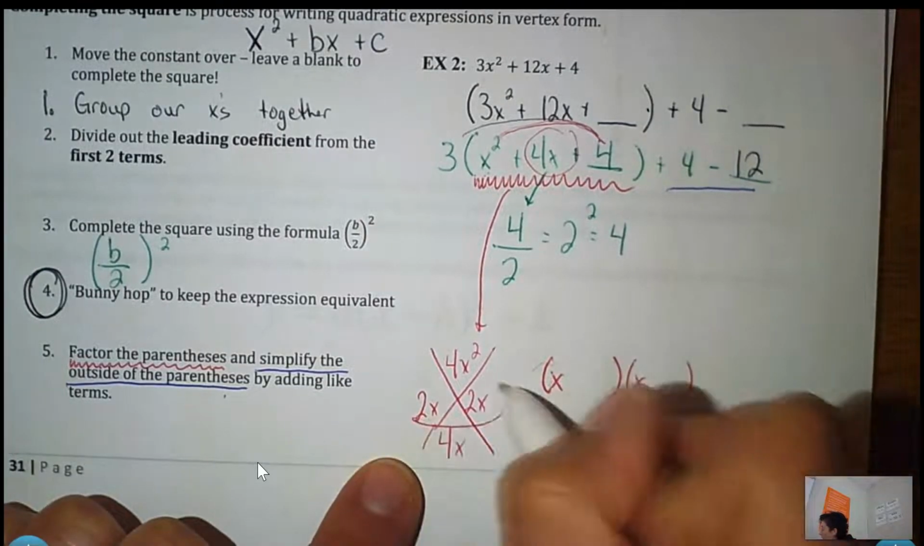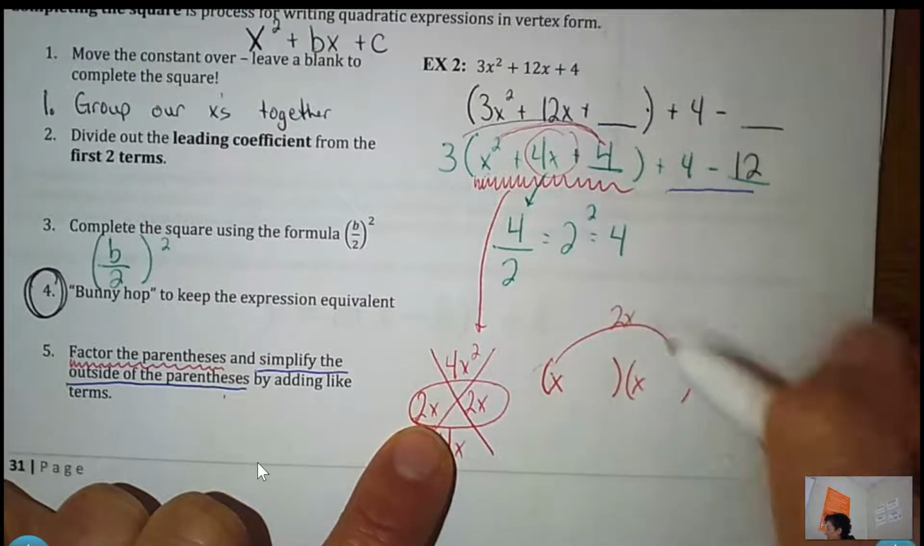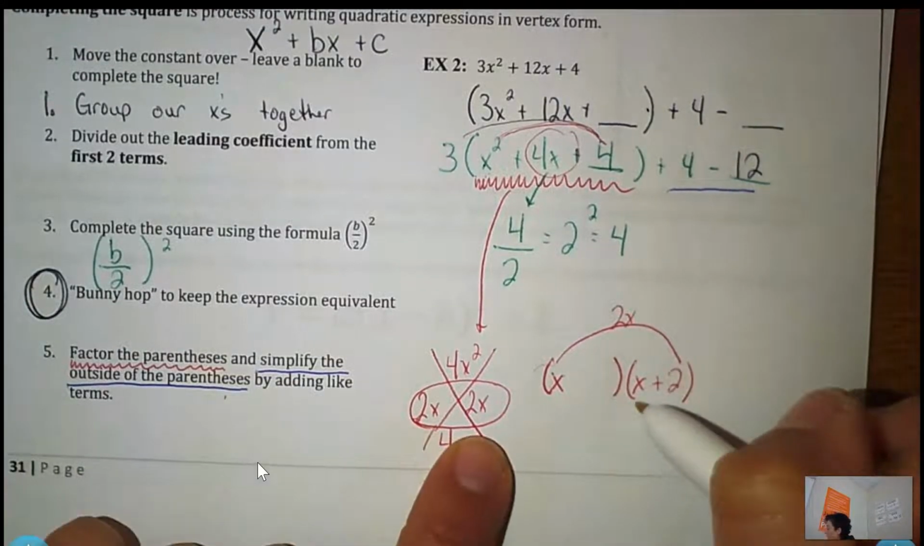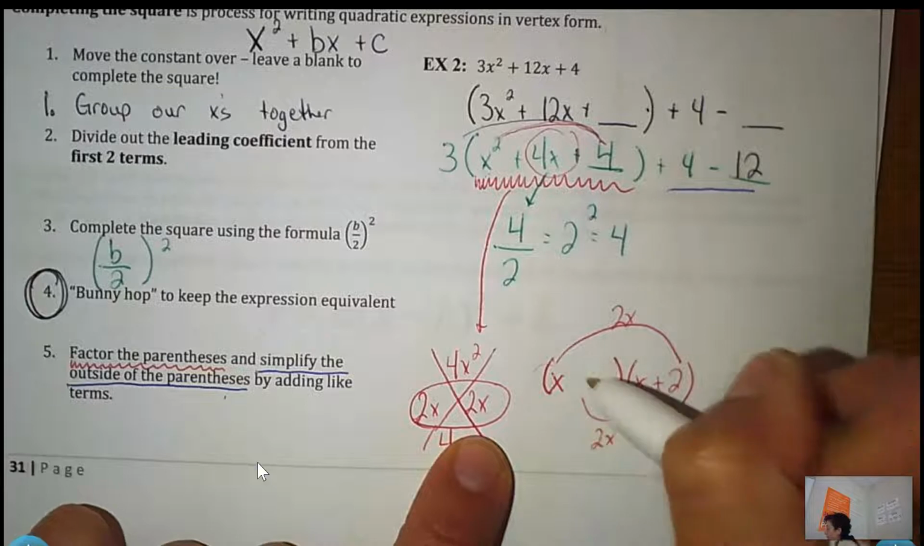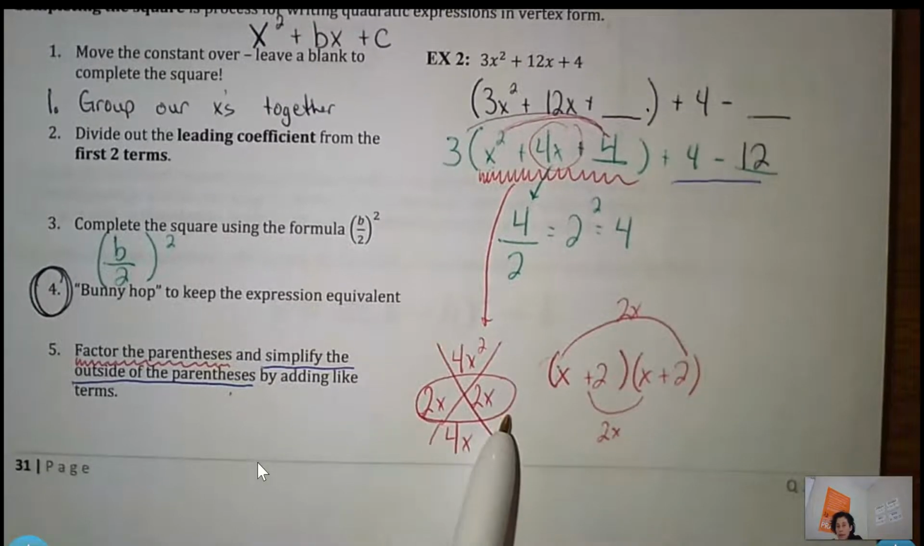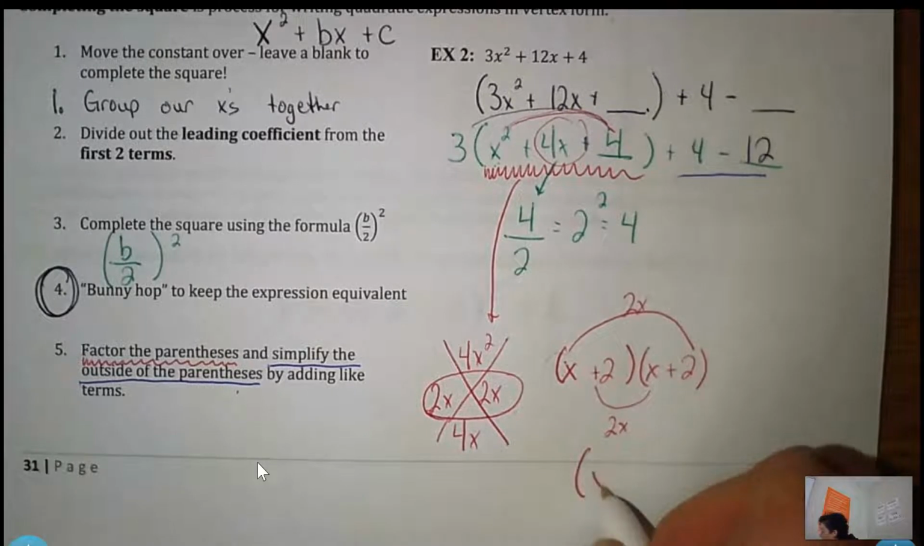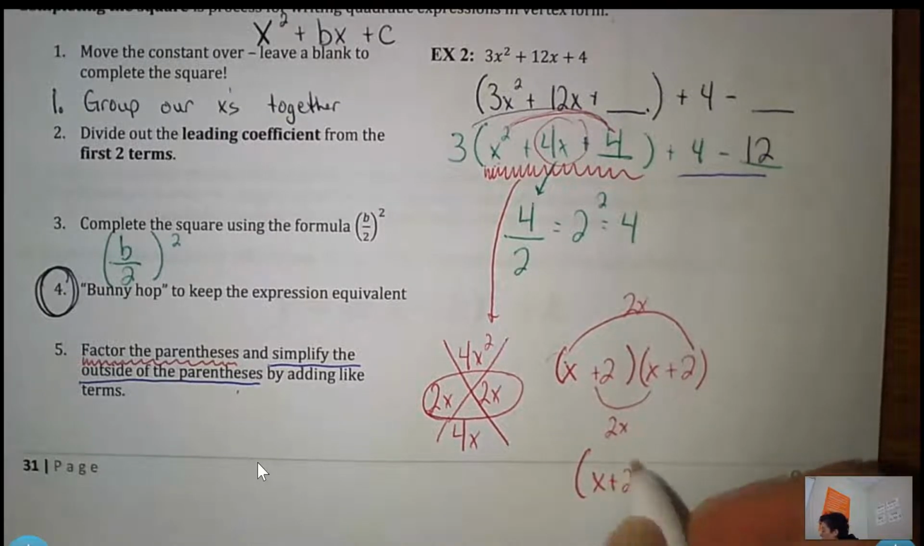And now I'm going to focus on the side numbers. X times what can make this 2x? And that's a plus 2. And then x times what can make this 2x? And that is another plus 2. So again, a perfect square trinomial always has identical numbers on the side. And then you'll always have identical factors, which instead of writing twice, I can write once with the squared.